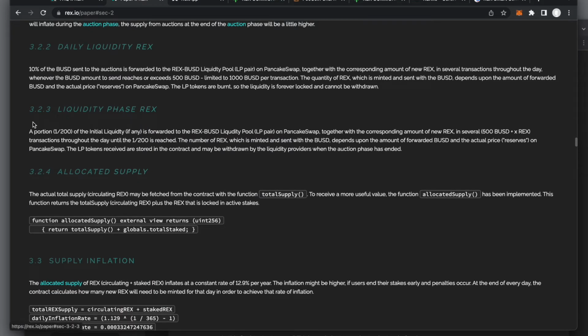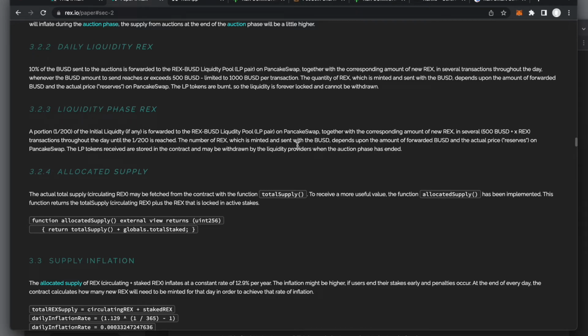Okay, section 3.2.3, liquidity phase REX. A portion, which is 1/200th of the initial liquidity, if any, that is over and above the 100,000 BUSD day one liquidity. A portion of that is forwarded to the REX BUSD liquidity pool on PancakeSwap together with a corresponding amount of new REX in several transactions throughout the day until the 1/200th amount is reached.